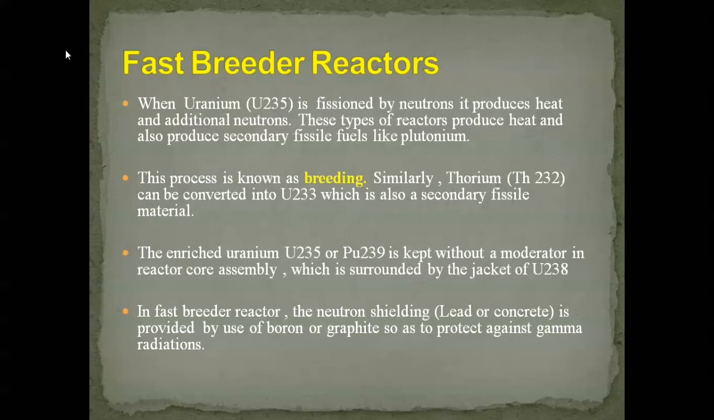So the enriched uranium 235 or plutonium 239 is kept without a moderator in the reactor core assembly, which is surrounded by a jacket of U-238, which is itself an isotope of uranium. So in the fast breeder reactors, the neutron shielding of lead or concrete is given by the use of boron or graphite so as to protect against deadly gamma radiations.